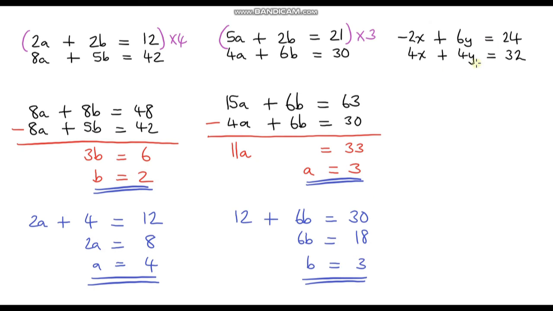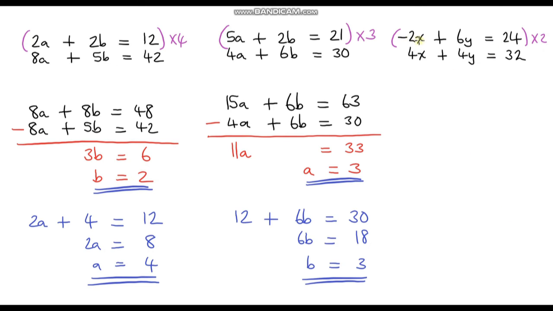And finally, the last pair of equations. This time, I'm going to multiply the top equation by 2. The reason I'm doing that is because that gives me minus 4x in the top equation and 4x in the bottom equation. It doesn't matter that one of them is negative. As long as we've got the same number in front of one of our variables, that's absolutely fine. We can eliminate it.